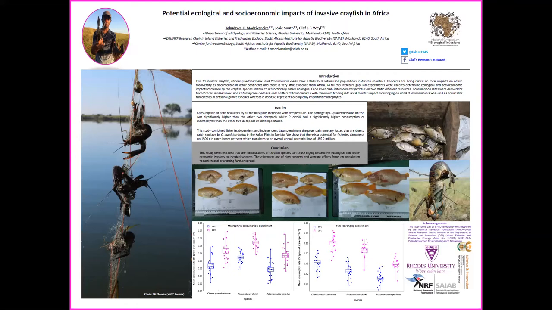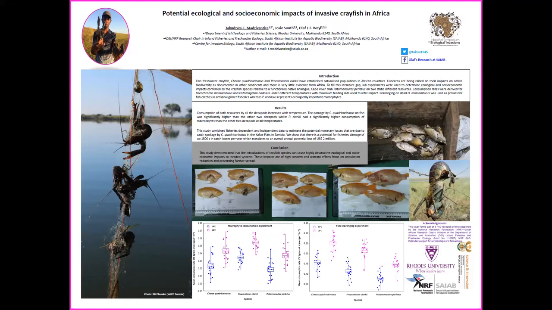For the ecological aspect, we used the pondweed Potamogeton species and quantified the consumption rates of the two crayfish species, that is the red claw and the red swamp crayfish, which are spreading rapidly across the continent, relative to a native analog, that is the freshwater crab of the Potamonautes genus. For the socio-ecological components, we qualitatively and quantitatively determined scavenging of a dead native fish species, that is the Mozambique tilapia, by the two crayfish species, also relative to a native crab.